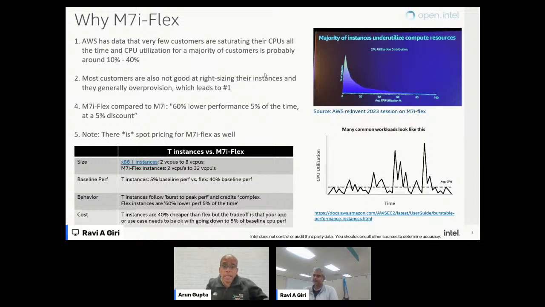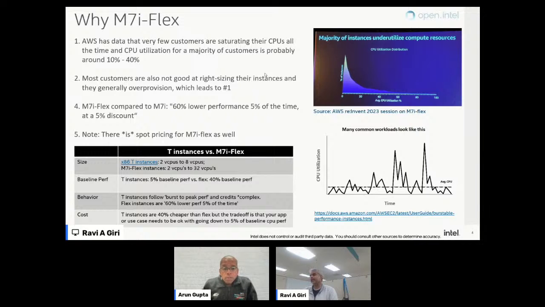So we are basically getting 60% lower performance 5% of the time. Yep. And at a 5% discount as well. And as the graph shows, majority of the users are actually not using 100%. Actually, majority of the users are in a much lower percentage, or at least a good 40% are utilizing it, very underutilized, and that is because they're over provisioning it. So this is really a win-win for customers. We are guaranteeing you a certain performance, and you can still pay the price that you were paying for M6i.